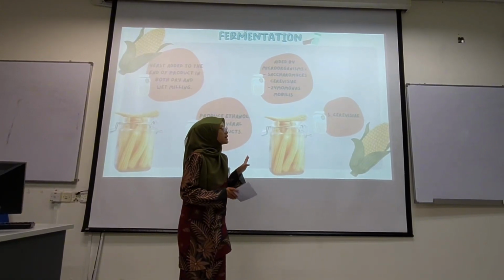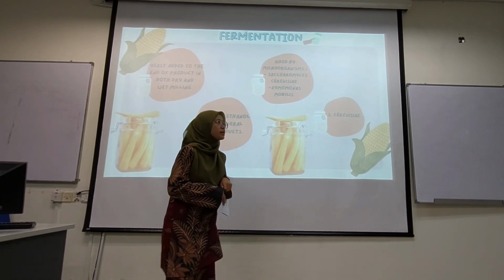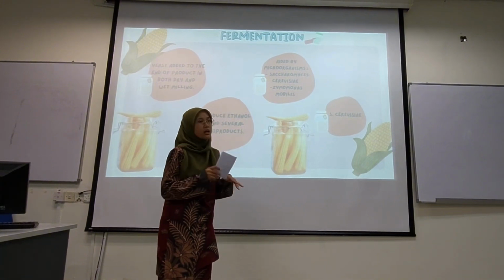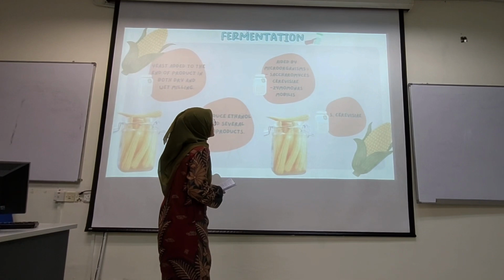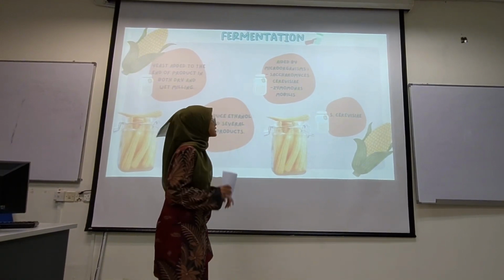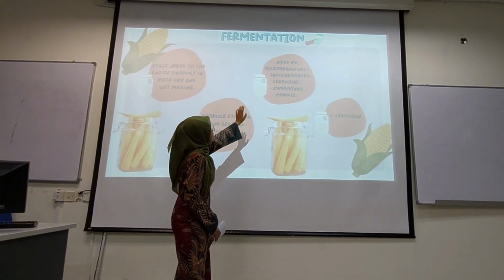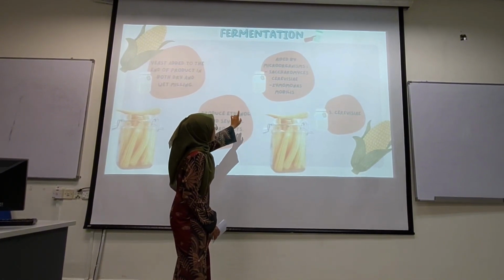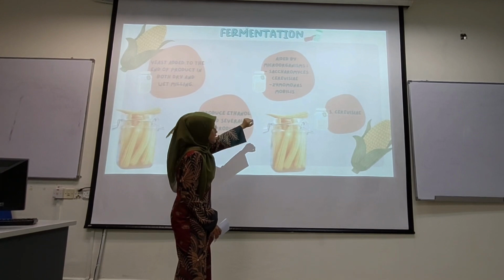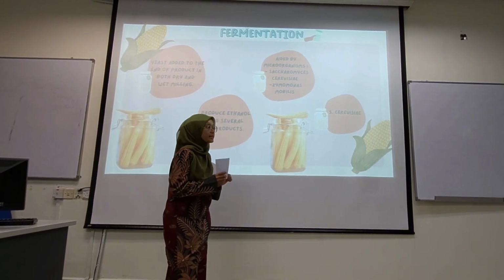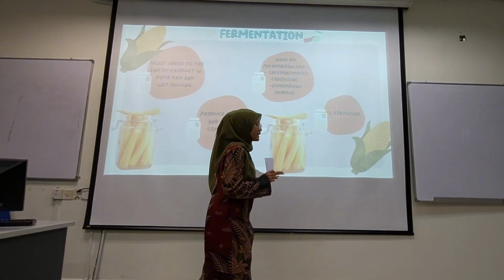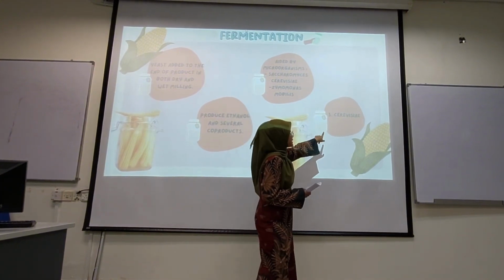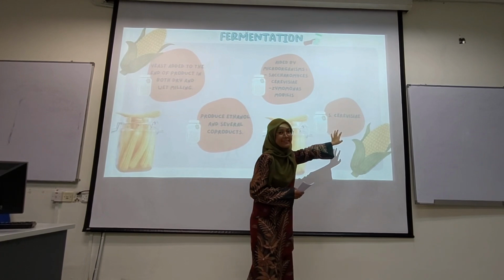For this corn to ethanol process, basically there are several microorganisms that help. The microorganisms involved in this process are Saccharomyces cerevisiae and Zymomonas mobilis. The most famous and commonly used in fermentation of corn to ethanol is Saccharomyces cerevisiae.